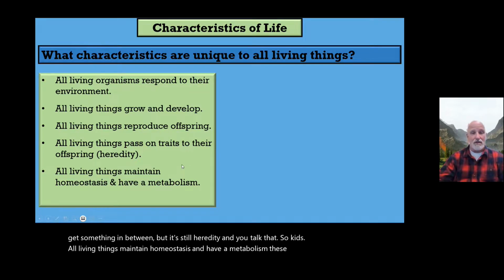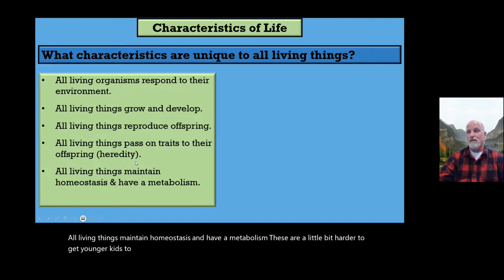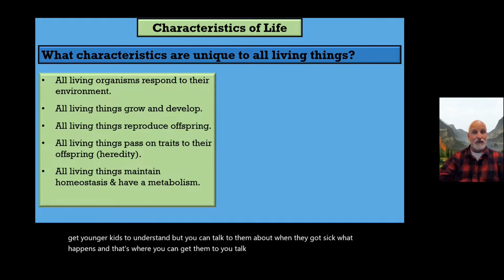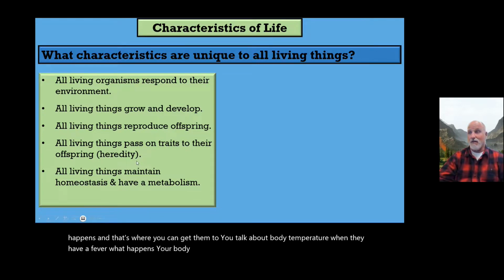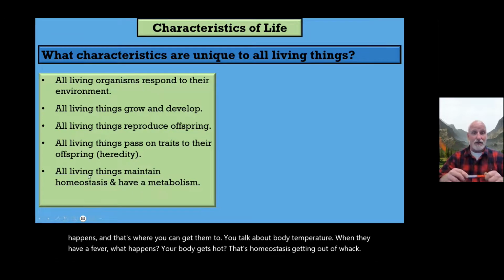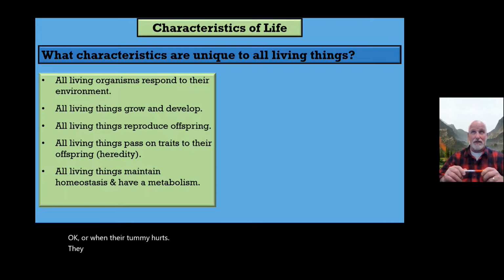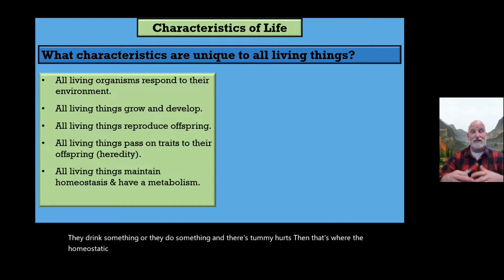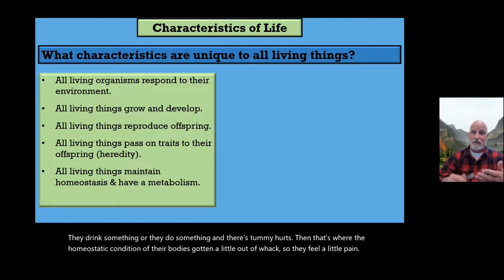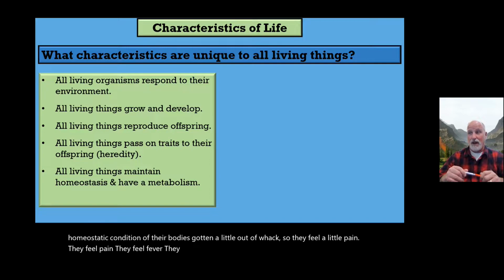All living things maintain homeostasis and have a metabolism. These are a little bit hard to get younger kids to understand, but you can talk to them about when they got sick and what happens. You can talk about body temperature: when they have a fever, what happens? Their body gets hot. Well, that's homeostasis getting out of whack. Or when their tummy hurts after they drink something or do something, the homeostatic condition of their body has gotten a little out of whack, so they feel a little pain. They feel pain, they feel fever, they feel uneasy, and that's homeostasis.